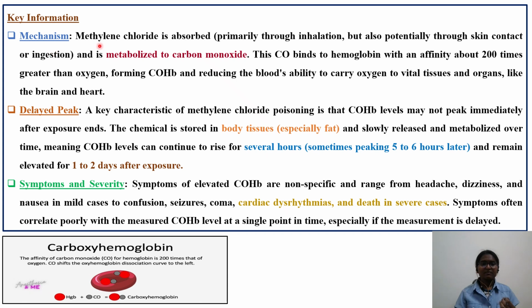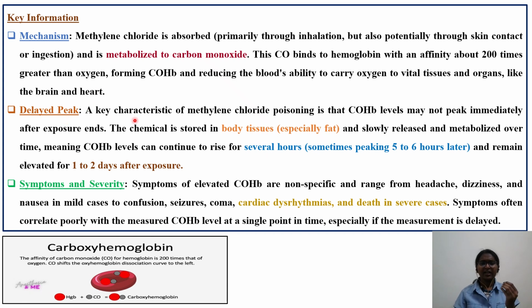Okay, so let's see the important information that we can learn with respect to methylene chloride. Mechanism: methylene chloride is absorbed and is metabolized to carbon monoxide. Metabolization takes place in the liver, producing the toxic gas, carbon monoxide. The primary exposure is through inhalation, but some can also be through skin as well as ingestion. Those working in closed areas with paint strippers are exposed mainly through inhalation. This carbon monoxide binds to hemoglobin with an affinity 200 times greater than oxygen, forming carboxyhemoglobin, reducing the blood's ability to carry oxygen to the vital tissues, particularly the brain and heart.